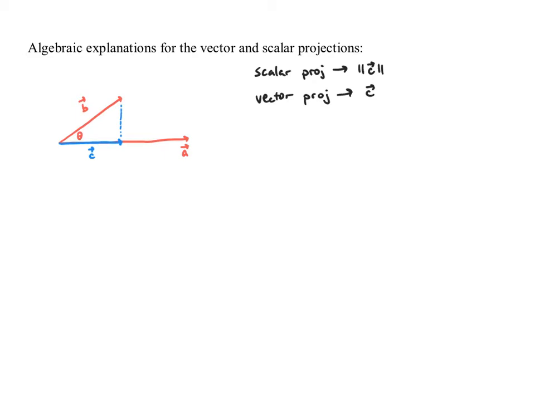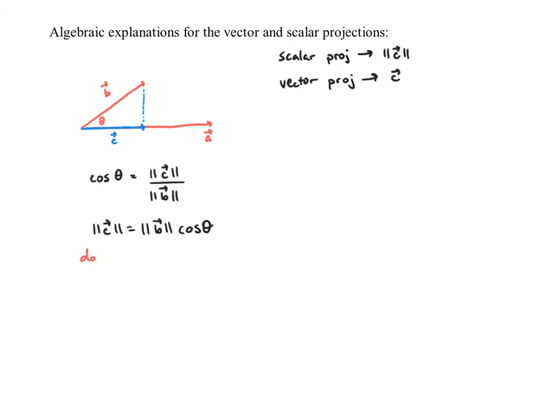All right, we're going to start with the scalar projection. So with our scalar projection, we're going to use a trig identity. So we have cosine of theta, which is going to be equal to the adjacent side, which is the magnitude of C, divided by the magnitude of B. And what I'm going to do is solve for the magnitude of C, and we get the magnitude of B multiplied by the cosine of the angle theta. Now this may look a little bit familiar to you because, so let's see, this is our dot product formula.